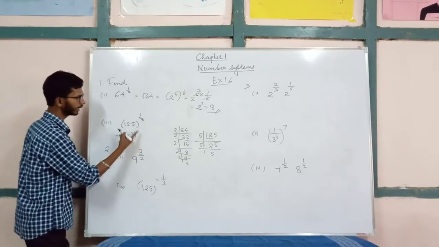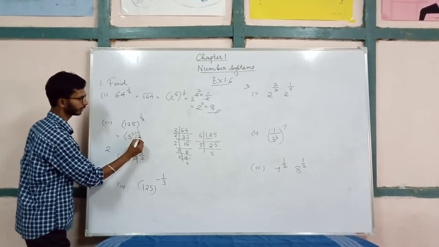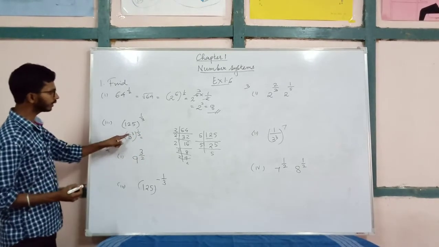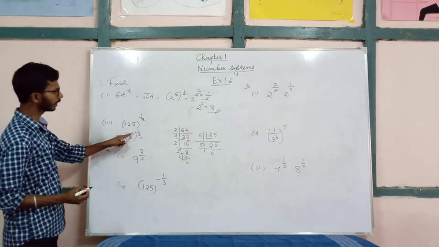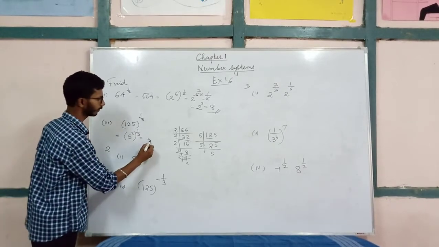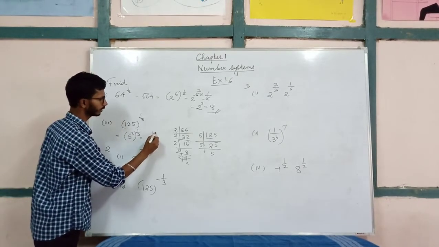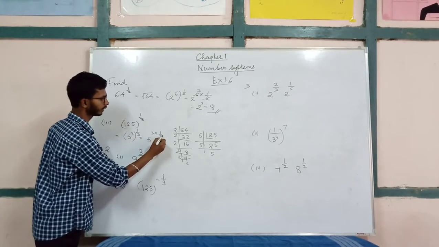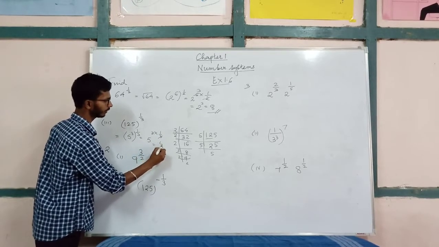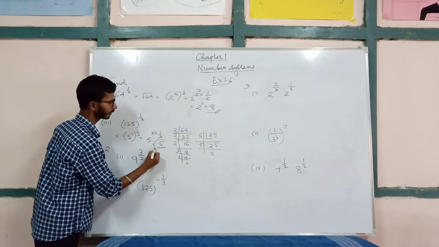Now what is there outside? 1 by 3. So now these powers can be multiplied. So 3 into 1 by 3. So 5 to the power 3 into 1 by 3. So the 3s cancel. So our answer is 5.